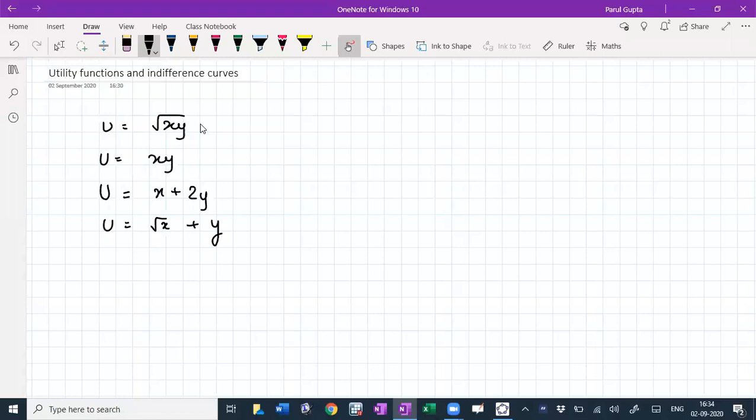So some examples of utility functions would be root xy, simply xy, x plus 2y, 2x plus 3y, 5x plus y, and so forth. Then we could also have root x plus y. The difference between the first one and this one is that here x and y are being multiplied and the square root is over the product. Here the square root is only on x and y is just being added outside of root x. Some of these utility functions we will see commonly in the questions also.